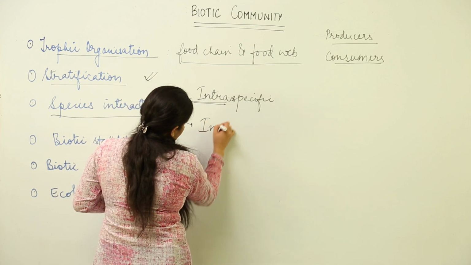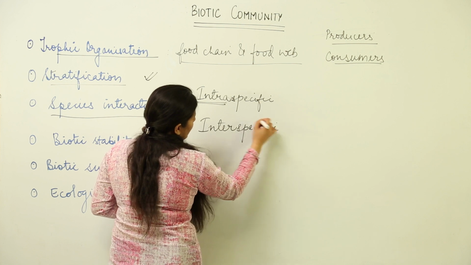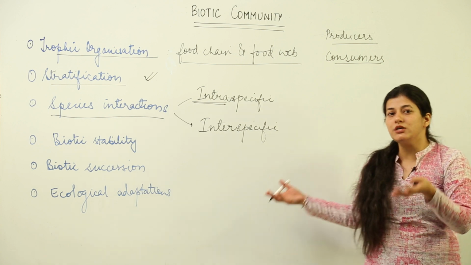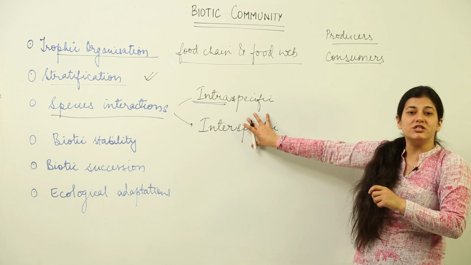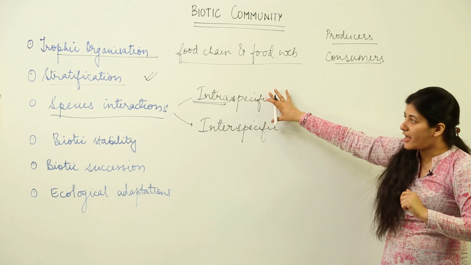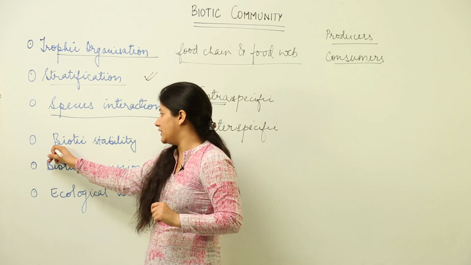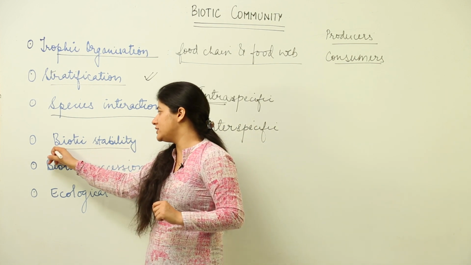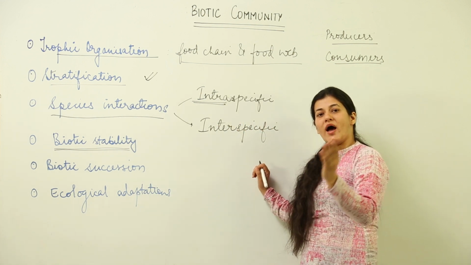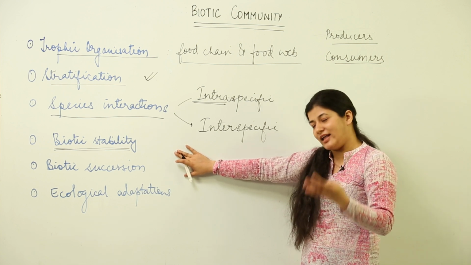The second type is interspecific. As the name suggests, it would be between species. How a lion is interacting with species of zebra. Certainly it is going to eat it, it is its food. So we have interspecific interactions as well, where two different species are interacting, and we study that in this topic. Then we have biotic stability. A community often seeks a stage where it is in stability with the environmental conditions, and that is known as biotic stability. So, we are going to read that as well.